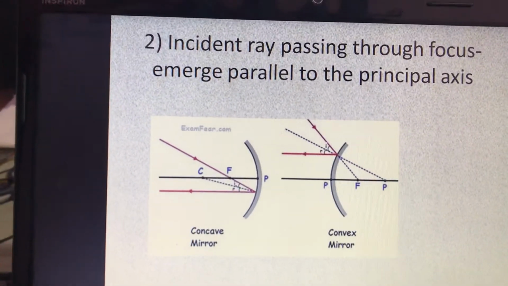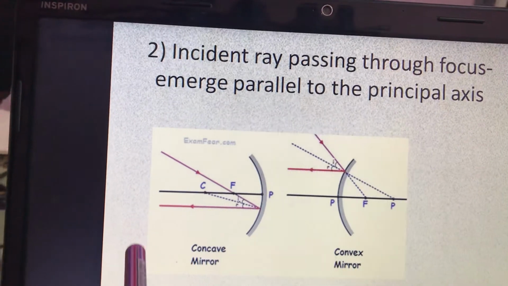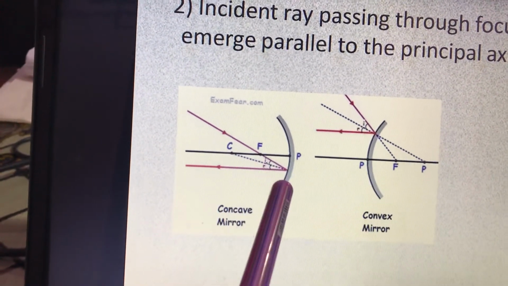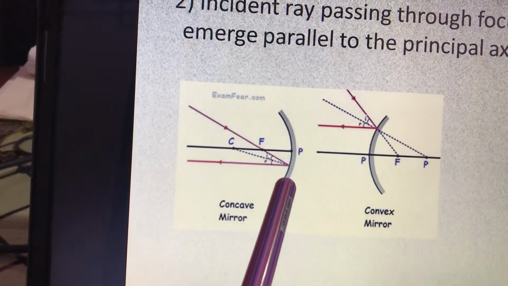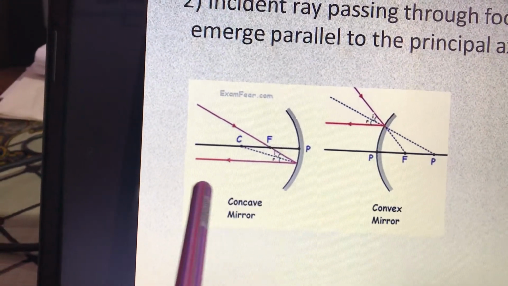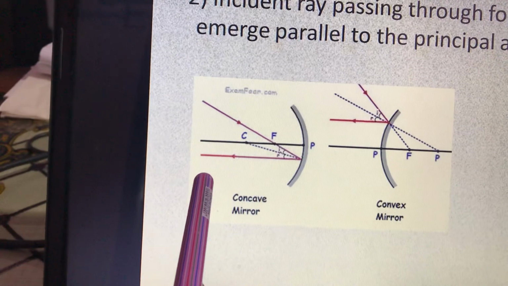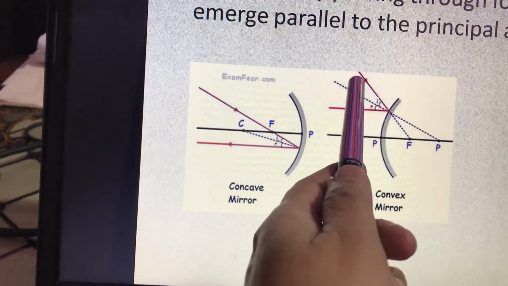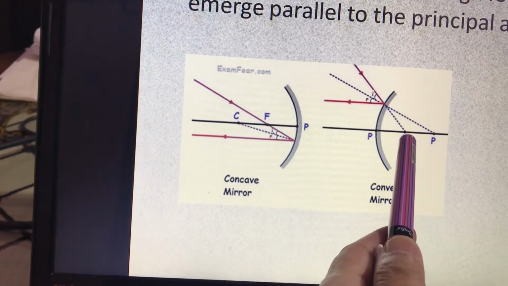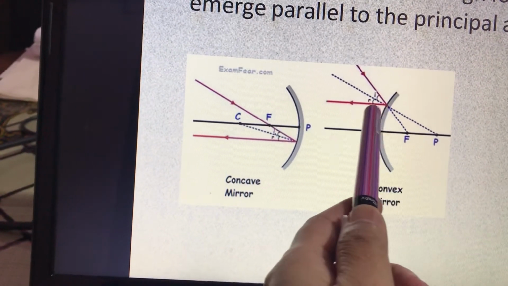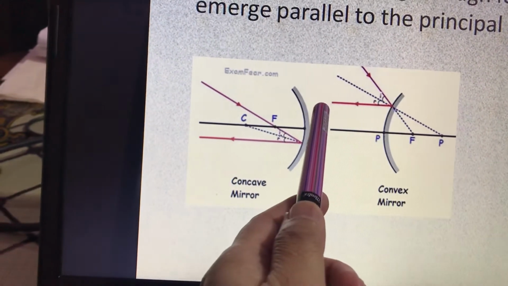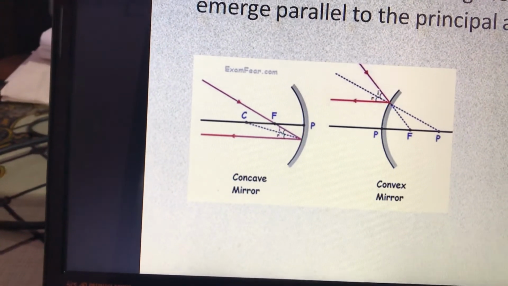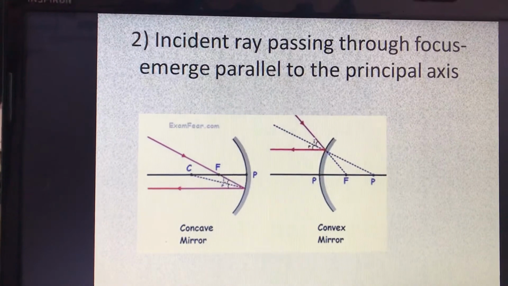Now for second, another we will see incident ray which passes through the focus, then after reflection from the mirror it emerges parallel to the principal axis, right? So in this case also this is the incident ray. Now after reflection it is emerging parallel to the principal axis. This is the second rule. So you should remember these rules properly.